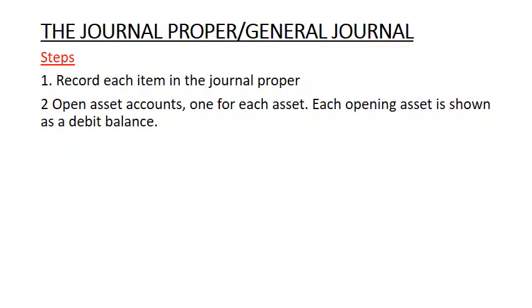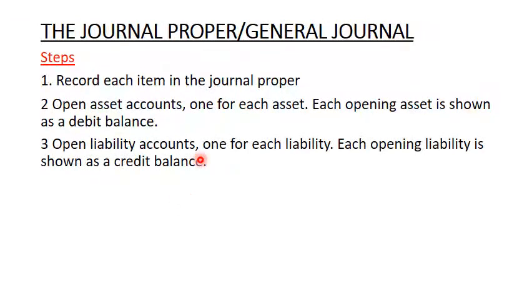Here it's about doing opening entries for someone who's not keeping books of accounts. So you open asset accounts, one for each asset. Each opening asset is shown as a debit balance. The third step is to open liability accounts, one for each liability. Each opening liability is shown as a credit balance.